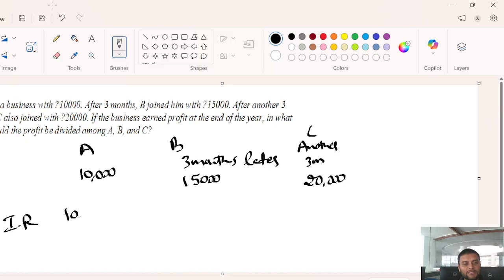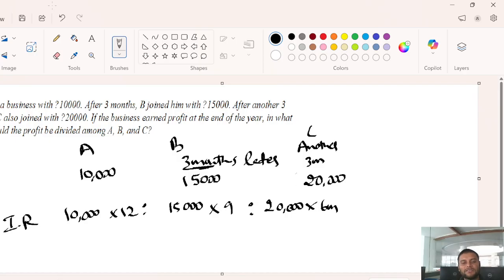A's capital is 10,000 rupees. His capital is going to stay in the business for the complete 1 year, that is 12 months. And B's capital is 15,000 rupees. As B joined 3 months later, his money is going to stay in the business for 9 months. Similarly, C's capital is 20,000 rupees and his money is going to stay in the business for 6 months because he joined after another 3 months. So total 3 months here and 3 months here, total 6 months. After 6 months, he is joining the business.